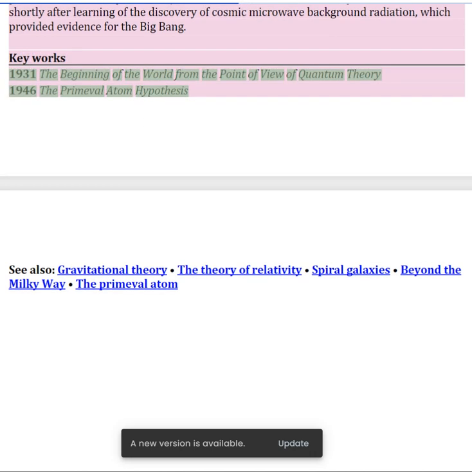Key works. 1931, The beginning of the world from the point of view of quantum theory. 1946, The primeval atom hypothesis. See also: gravitational theory, the theory of relativity, spiral galaxies beyond the Milky Way, the primeval atom.